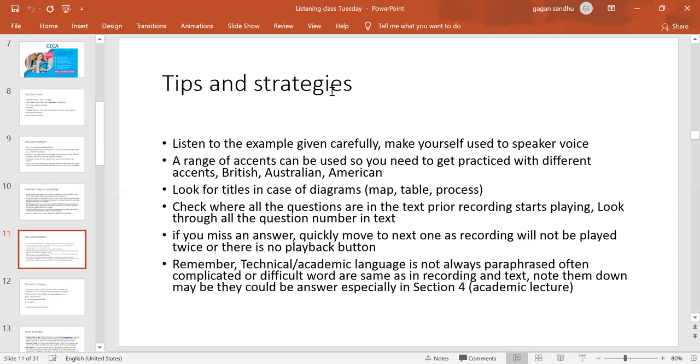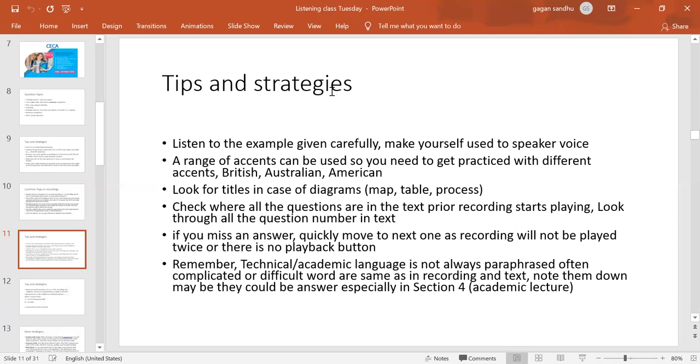And always look for where your questions are lying in this section prior to the recording starting to play, because otherwise you will be like finding, okay, what is my question here? And in that time, your concentration is diverted to finding the question, and that may be something which is actually a sentence containing the answer, and you ignored that because you keep on looking for the number of the question. So better decide, look at every question prior to the recording starting to play, so you know, okay, after 13, here is the 14. After 14, here is the 15. So that you're not looking while listening, because you will be ignoring a few sentences, phrases, words, which can be your probable answer.